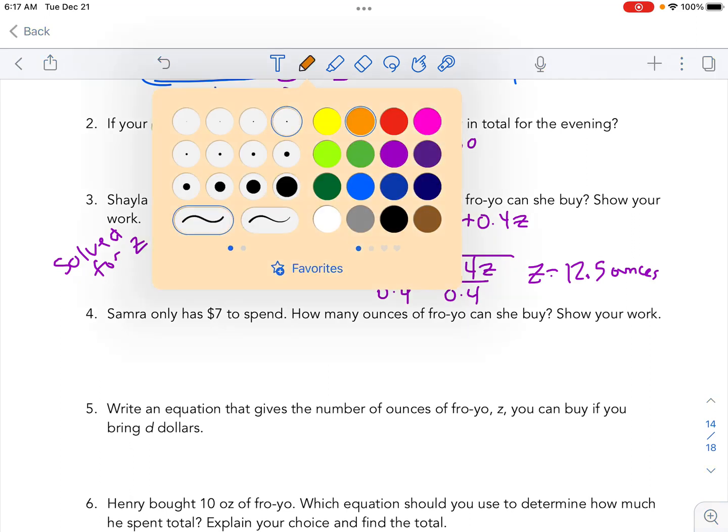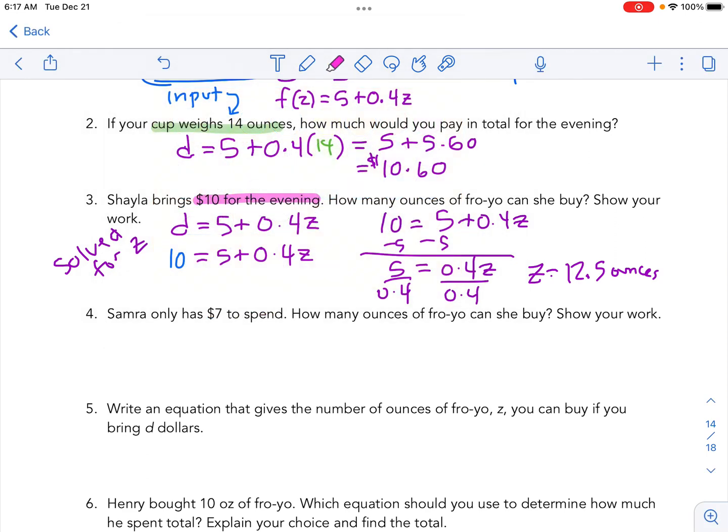Samara now has only $7 to spend. How many ounces can she buy? So she's got a bit less money to spend, right?